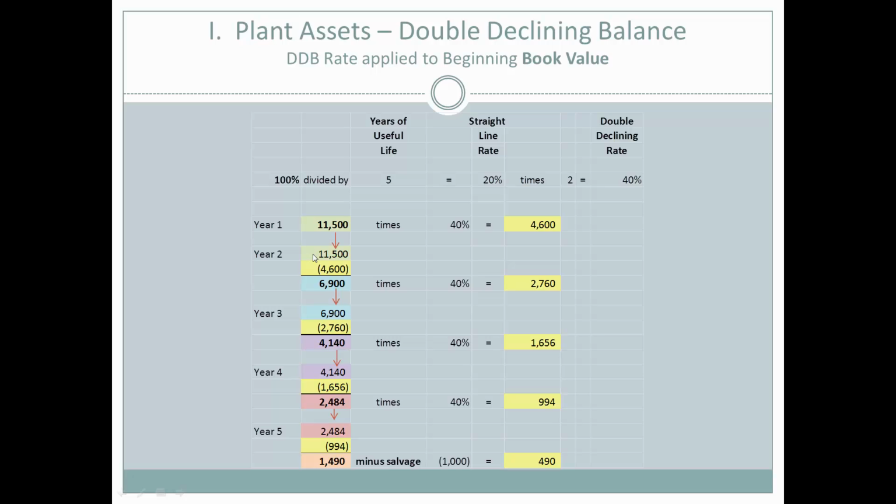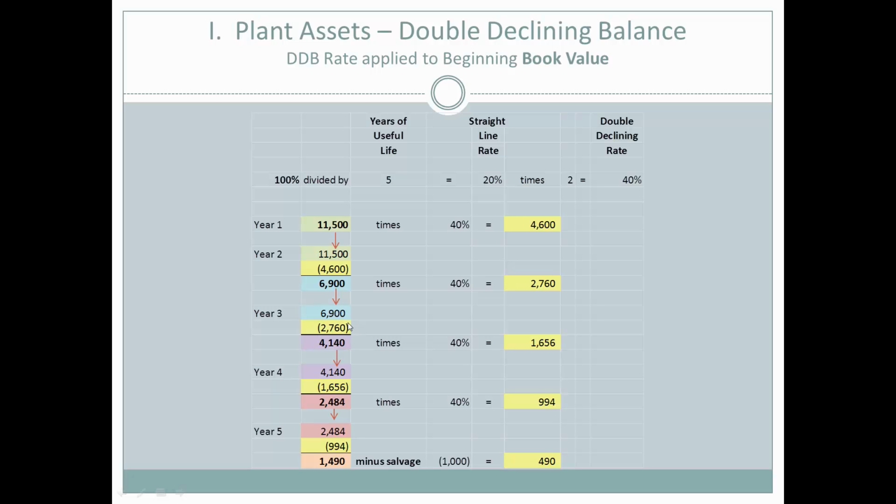Now the next year, we have to calculate our beginning book value. So that is going to be the cost of the asset minus the accumulated depreciation of $4,600. So now our net book value at the beginning of year 2 is $6,900. So we're going to multiply that by 40%, and our depreciation for the year will be $2,706.